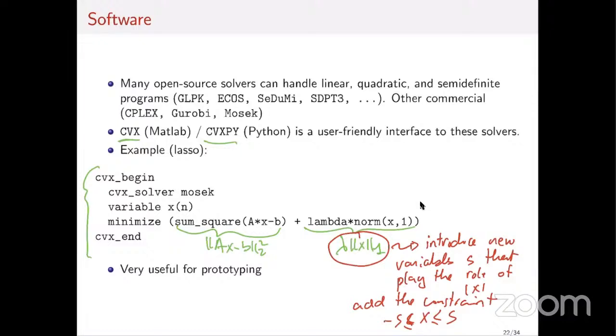MATLAB has an optimization toolbox that has some methods implemented in it. If you read the documentation, you will see which kind of algorithms are implemented. I think you can even choose the algorithm that it uses. So you have to be a bit careful when you use this toolbox, because if you just use it as a black box without thinking, it might use some very poor algorithm.